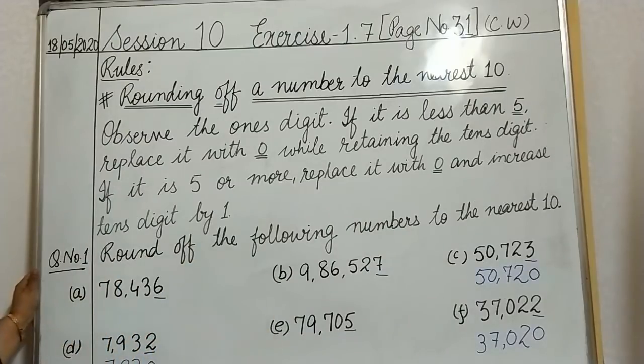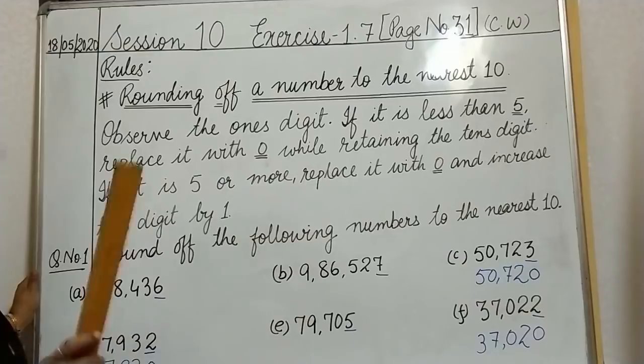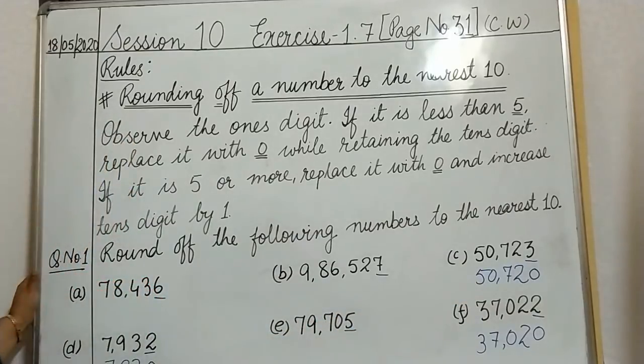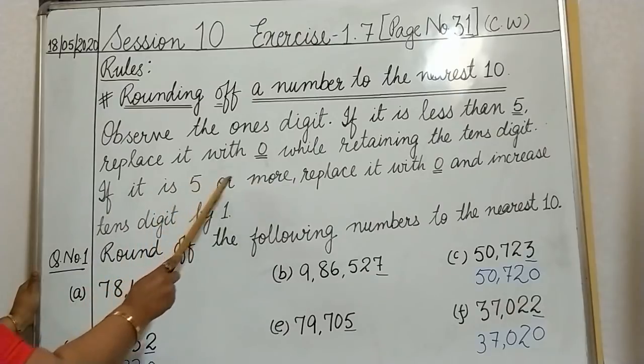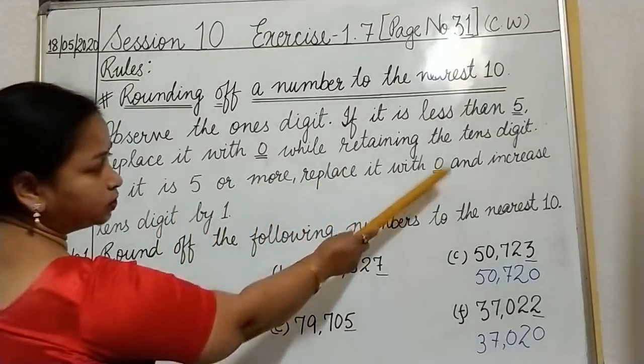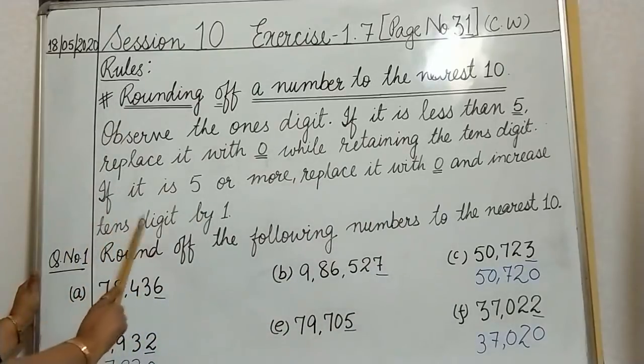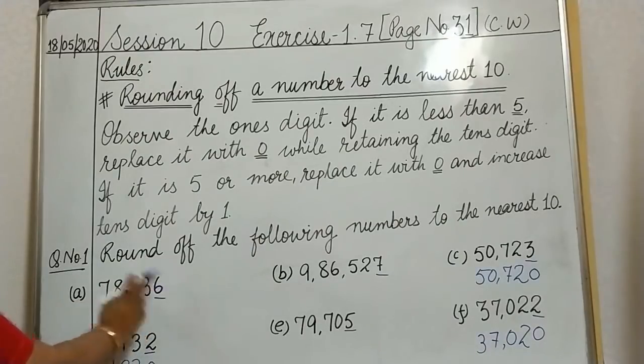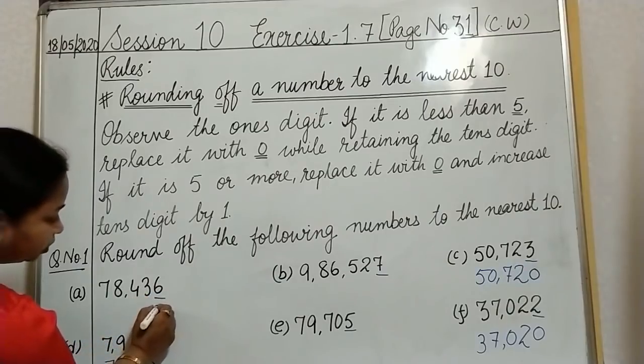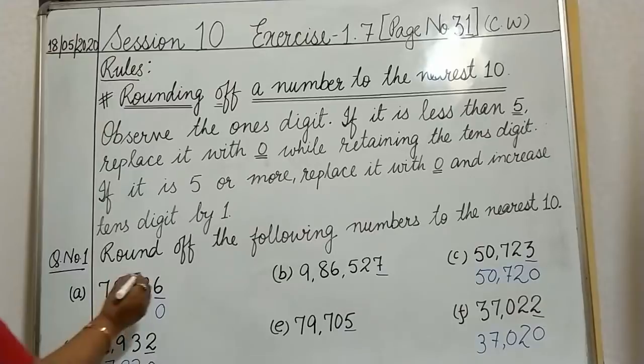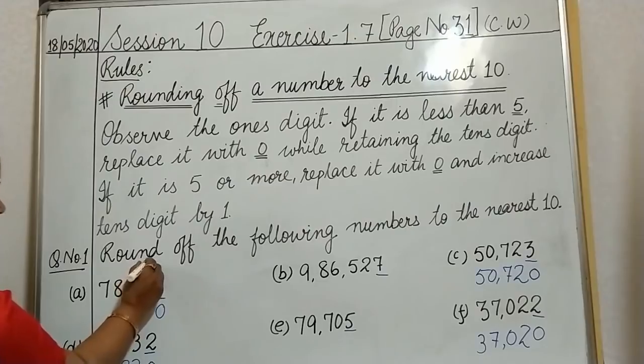Let us read further. So if the digit is less than 5, what changes could we observe in the given question? Okay, if it is 5 or more, what will you do? If it is 5 or more, replace it with 0 and increase the tens digit by 1. Just see here, this is 6, and 6 is more than 5. So what will I do? I will write 0 over there, and then this tens place will be increased by 1.